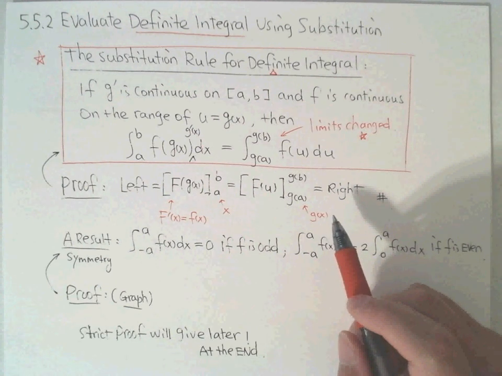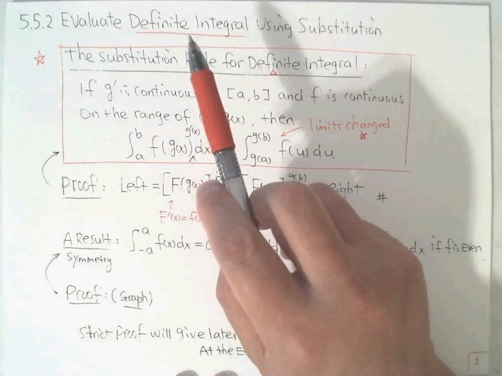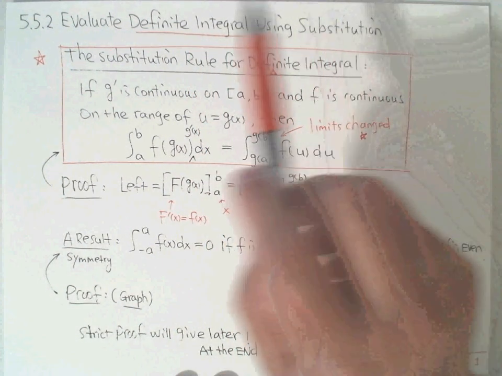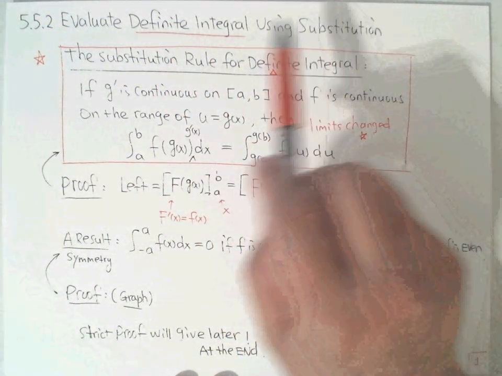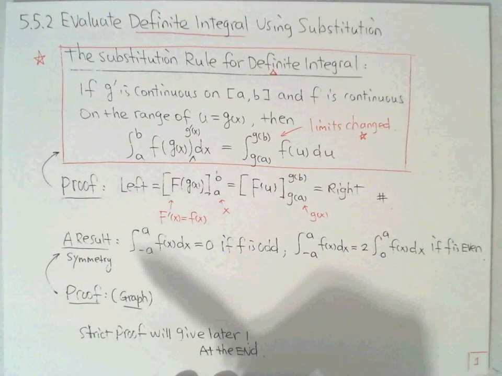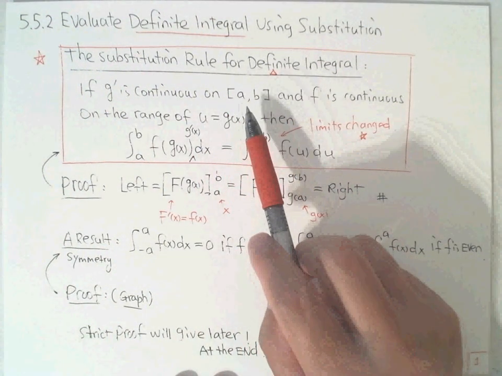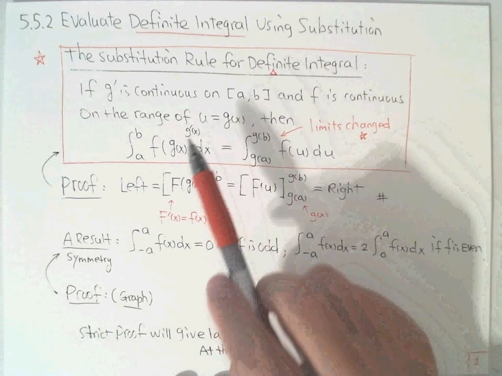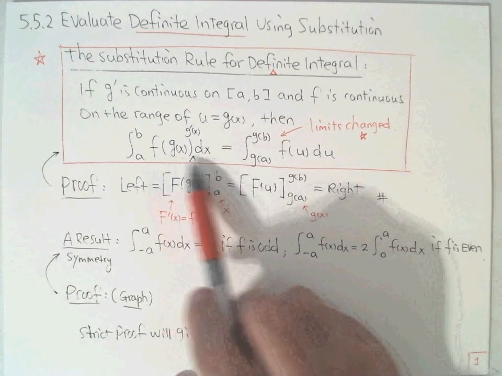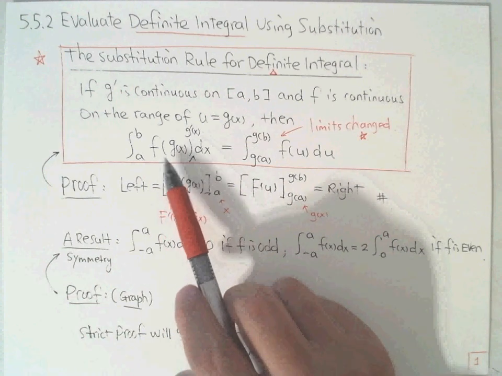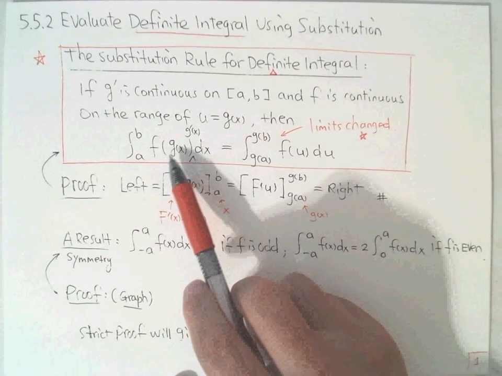In this lecture, I'm going to introduce the substitution for definite integral. The last topic we introduced the substitution for indefinite integral, right? Almost the same, a little bit of difference. Let's see the difference. We look at this integration. First, the integration is definite, from a to b. Here is the same as before.